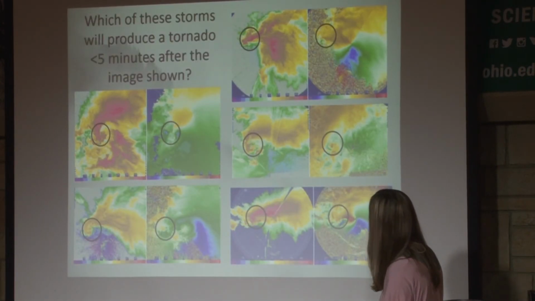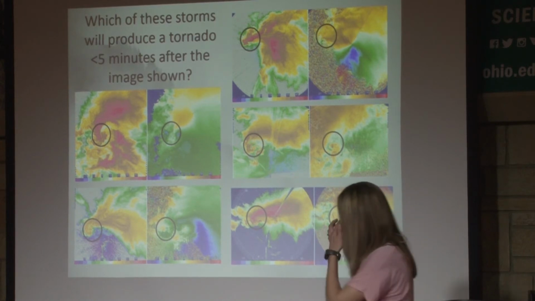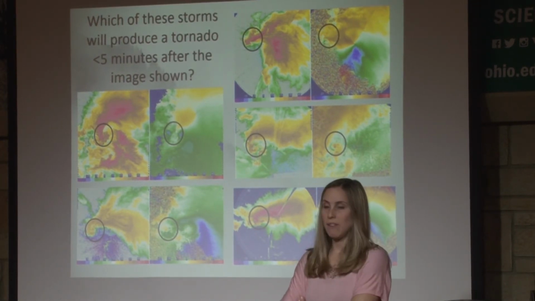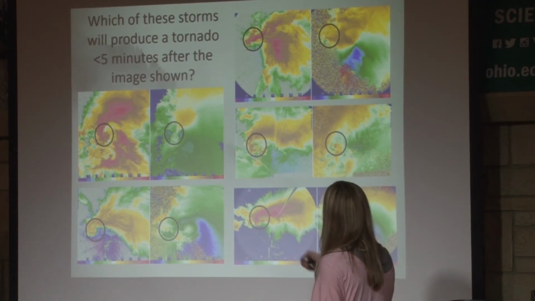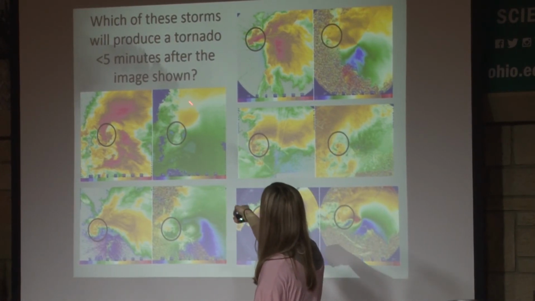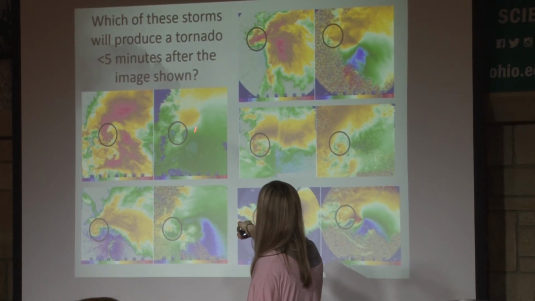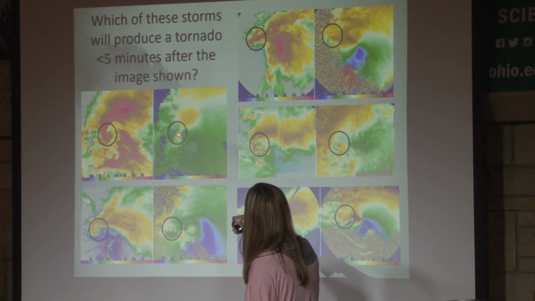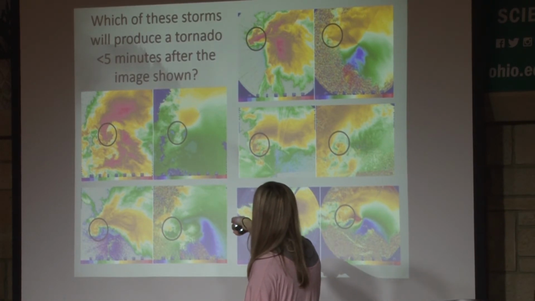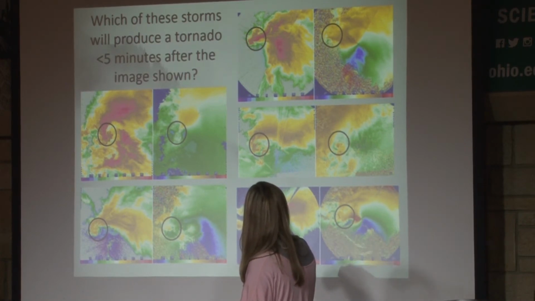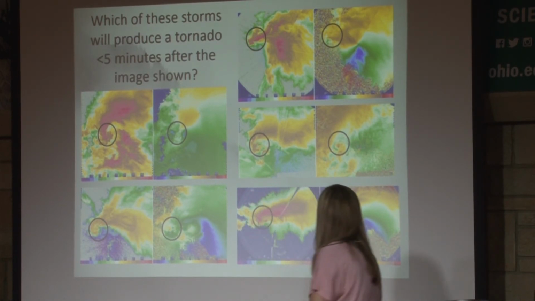So just about done here. This is my last slide. I'll give you a little thought experiment. Which of these storms is going to produce a tornado less than 5 minutes after these images? We have radial velocities in the greens and yellows. The radar is located at various different spots, but basically when you have blues next to yellows, that indicates rotation. This is showing you the hook echo. All right, so think about it a second.